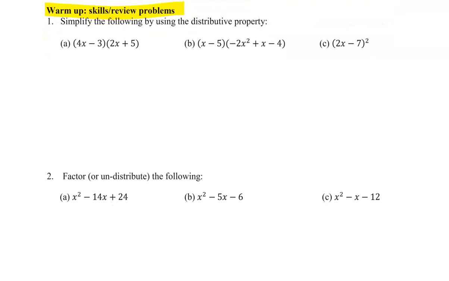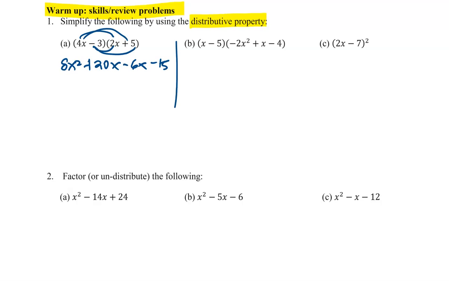Number 1, simplify the following by using the distributive property. A, 4x minus 3 times 2x plus 5. So let's distribute 4x first. 4x times 2x is 8x squared. 4x times 5 is 20x. Then let's distribute negative 3. Negative 3 times 2x is negative 6x, and negative 3 times 5 is negative 15. And then combine like terms. 8x squared, 20x minus 6x is 14x, minus 15. So that is the answer.